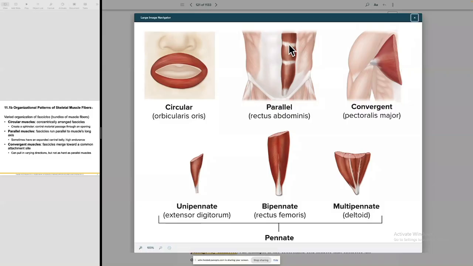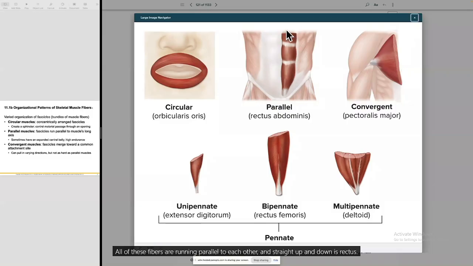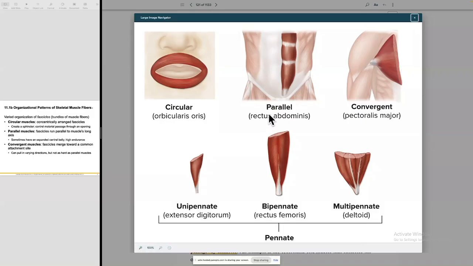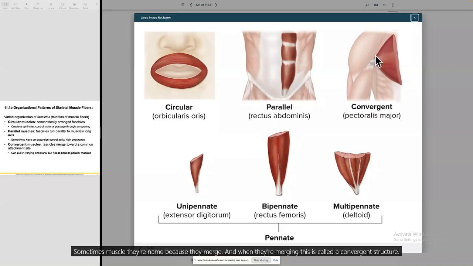All of these fibers are running parallel to each other, and straight up and down is rectus. If I'm going straight up and down the abdomen, I'm rectus abdominis. If I'm going straight up and down the femur, I'm rectus femoris. Sometimes muscles are named because they merge, and when they're merging, this is called a convergent structure. And then some muscles are named by pennation.